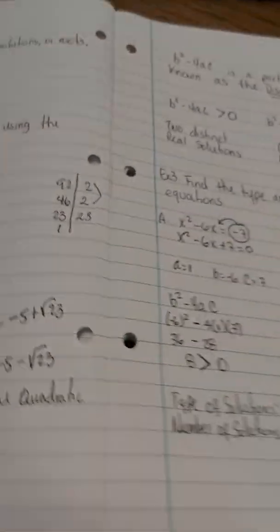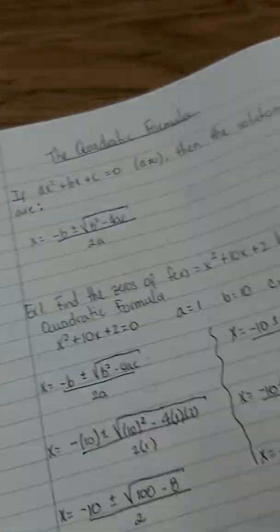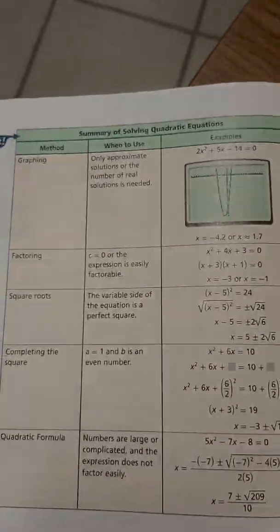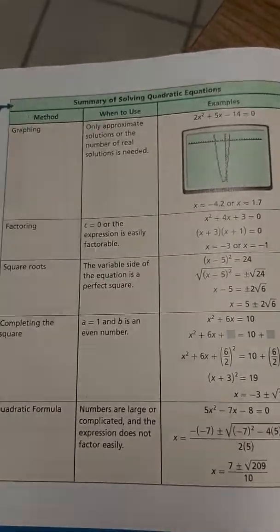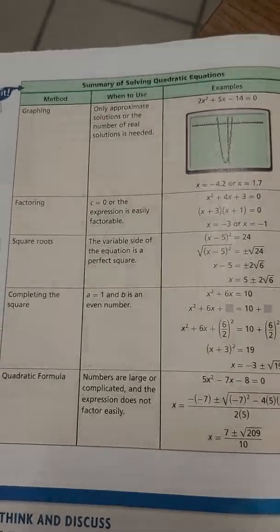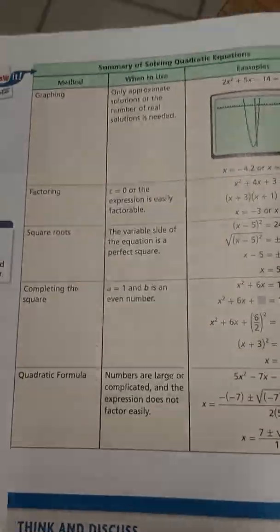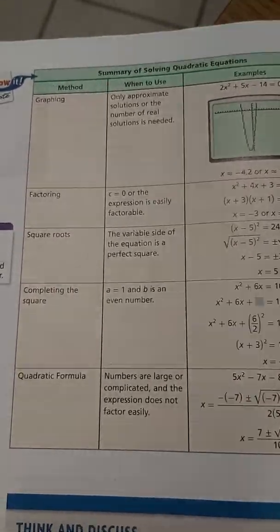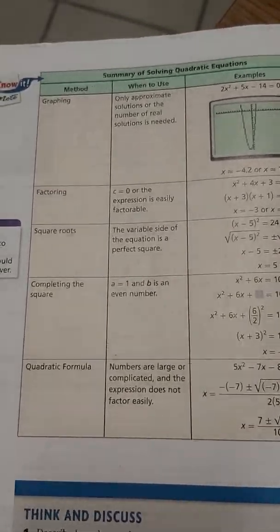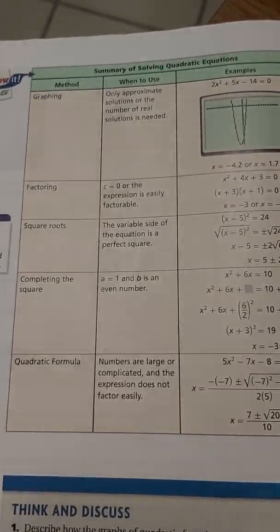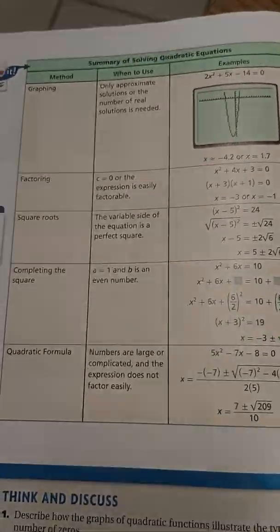And that's how the discriminant is very helpful to know the type and number of solutions. Now, if we look at the table on page 360, here we have the methods for solving quadratic equations and when to use these methods. So here we have graphing. When do we use it? Only to approximate solutions or when the number of solutions is needed. So when are we going to use it? Sometimes.